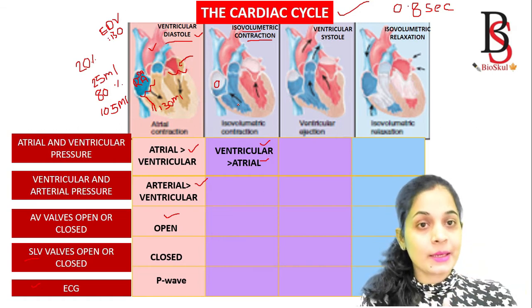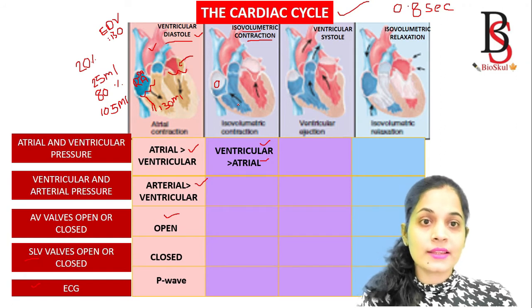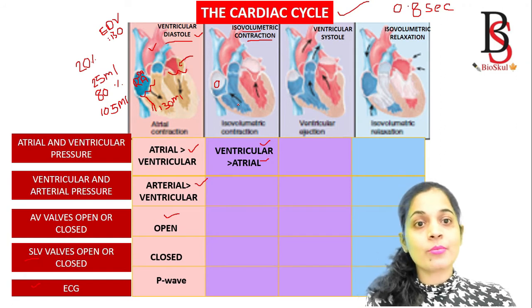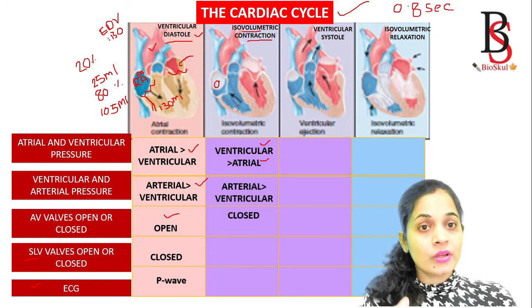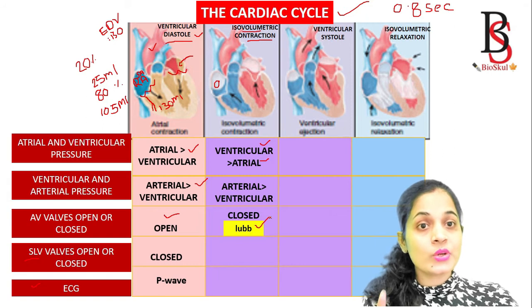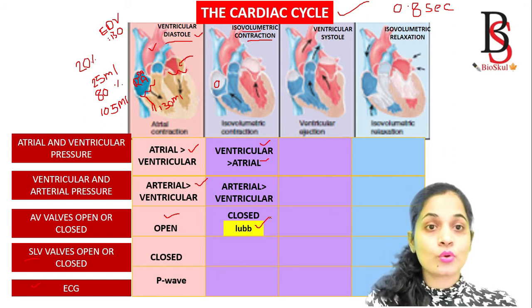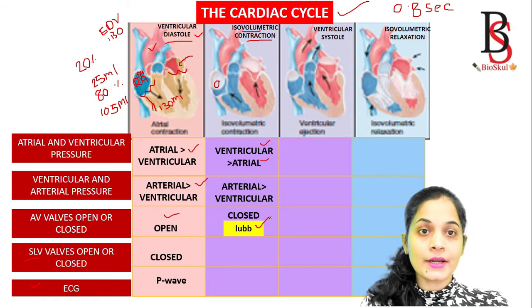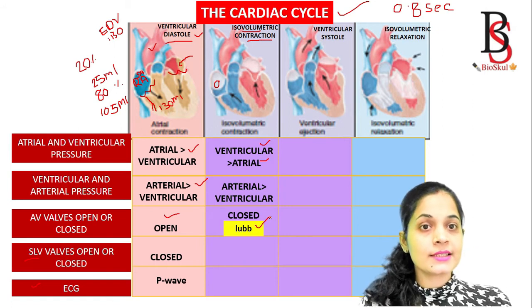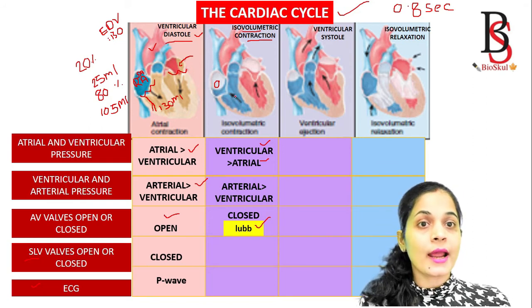That is prevented by the AV valves, that is the tricuspid valve and the bicuspid valve, because valves allow unidirectional blood flow. As the AV valve gets closed, it produces the heart sound known as lub. Lub is produced when there is closure of the AV valve, or atrioventricular valve, and this is the first heart sound, and this lub sound is longer and louder.